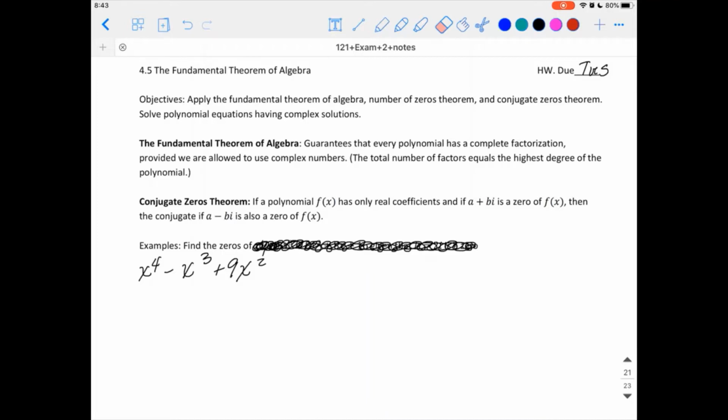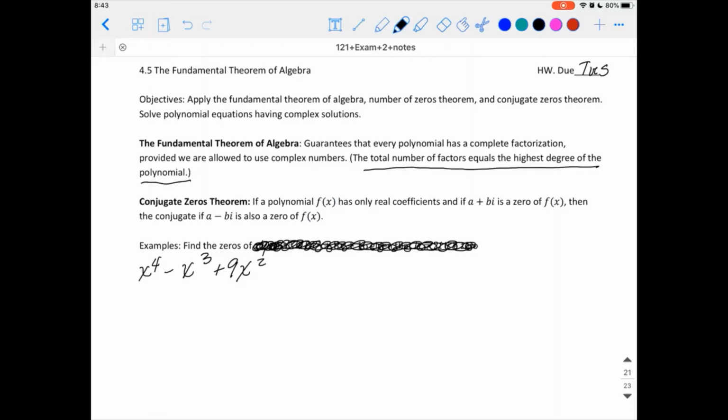It guarantees that every polynomial has a complete factorization, provided we are allowed to use complex numbers. So complex numbers, back from our first time that we did pre-recorded notes, have the letter i, because they're imaginary. So what the fundamental theorem of algebra says here is that the total number of factors equals the highest degree of the polynomial.